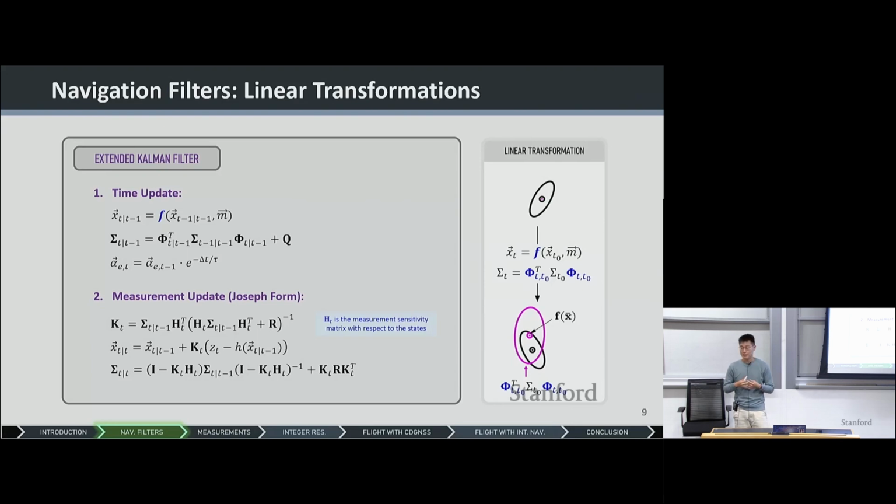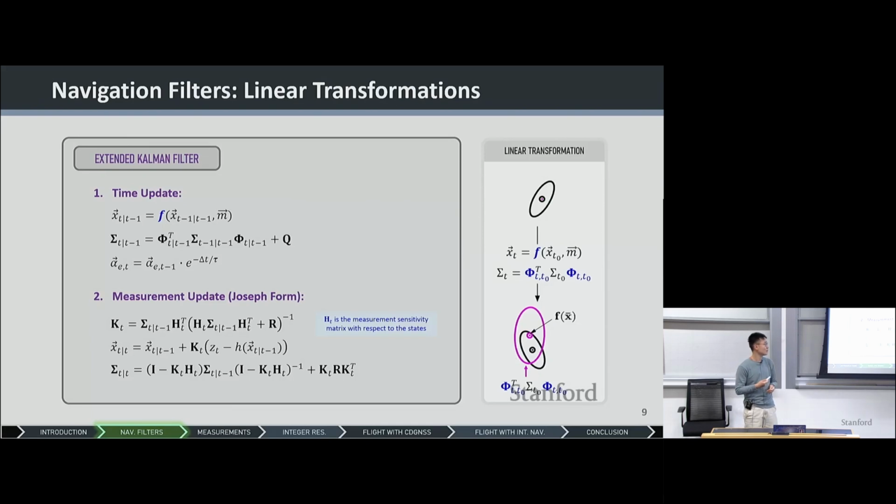Then we do the measurement update. We receive a certain number of measurements, and we update our understanding of what our current state is based on those measurements. In practice, because we are developing flight software for actual space missions, we want to try to be as careful as possible in terms of numerical stability.